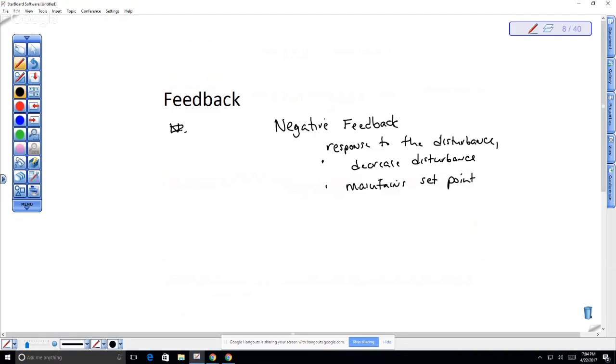Okay. So the opposite of that is positive feedback. Positive feedback mechanisms do not maintain homeostasis. This means that the response to the disturbance increases the disturbance. So it has a positive effect. I think I mentioned this previously, but it's not positive as in being a good thing. In general, this will not maintain the set point.